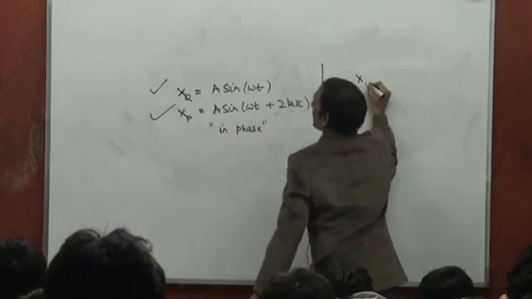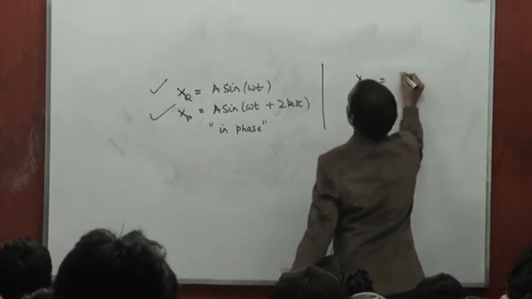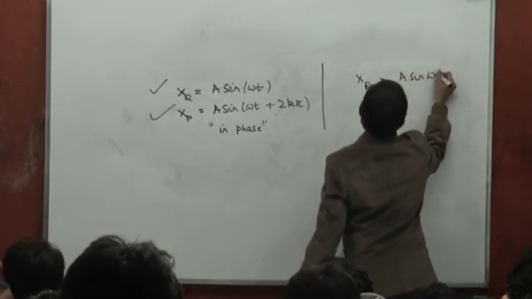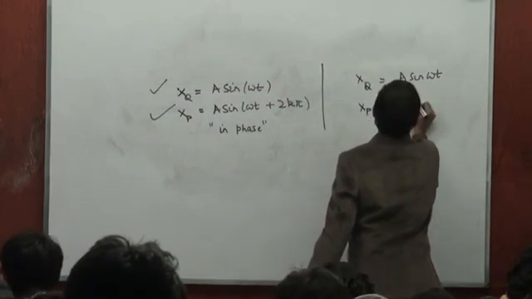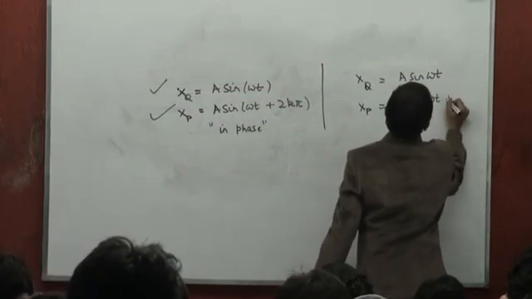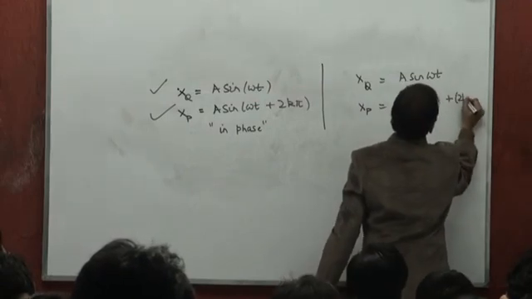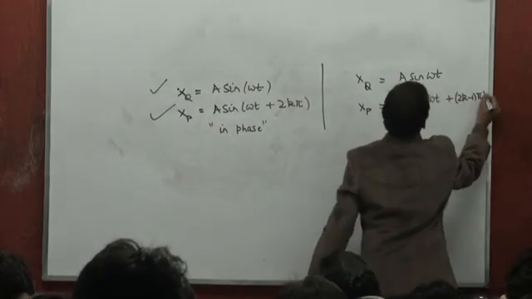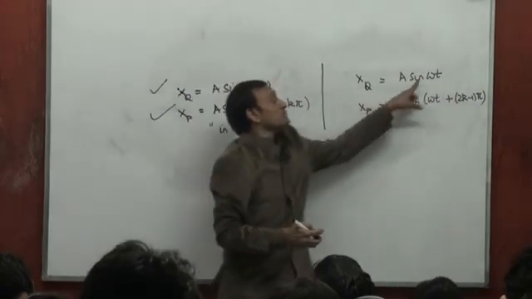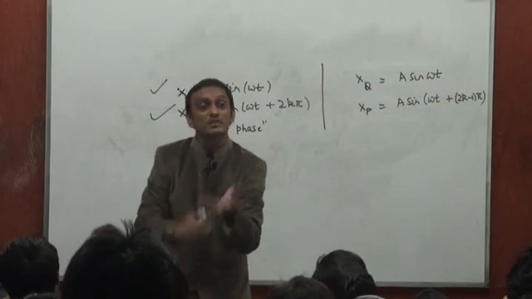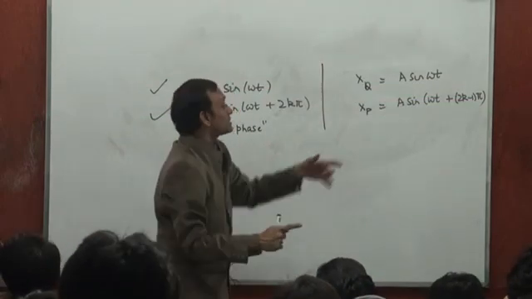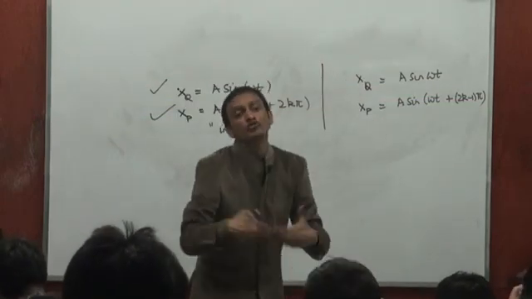and if I have one particle xq whose motion is A sine omega t and another particle P whose motion is A sine omega t plus an odd multiple of pi, odd is 2k minus 1 times pi, then the phase difference between these two would be pi, plus minus 3 pi, plus minus 5 pi. That means these particles are out of phase with each other.